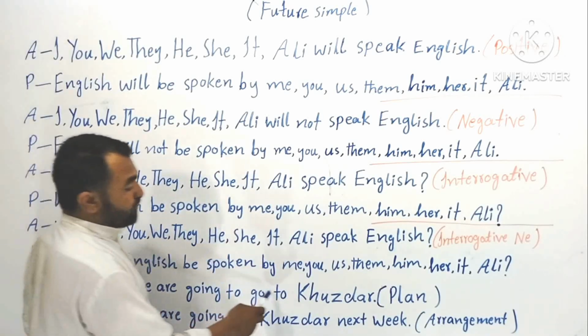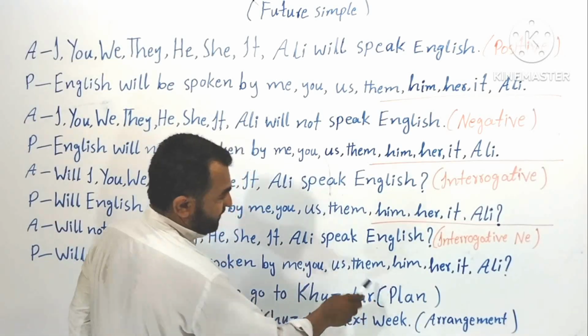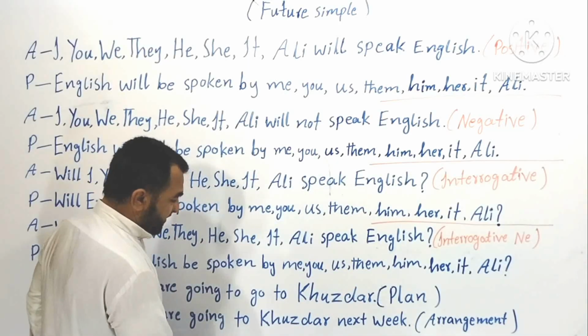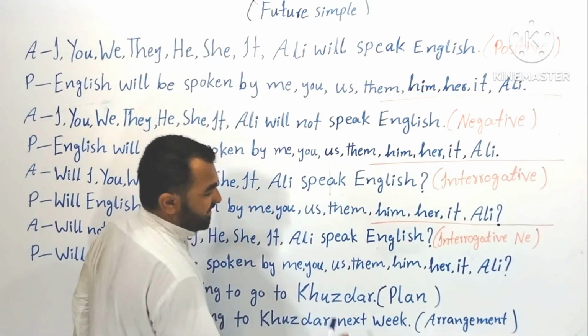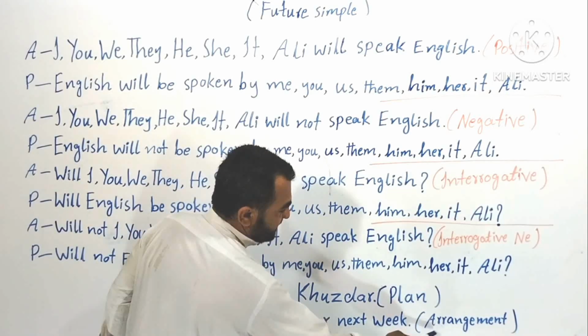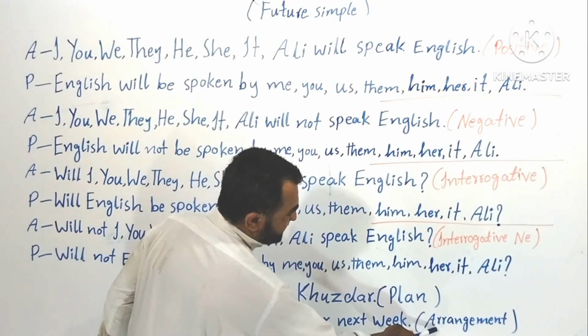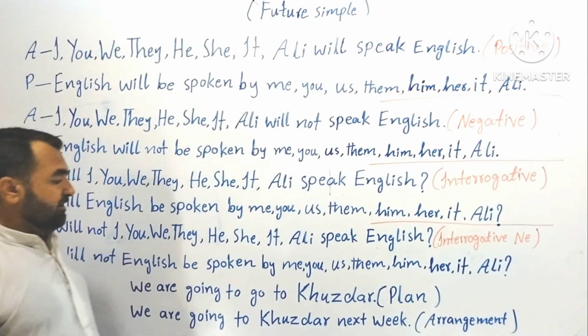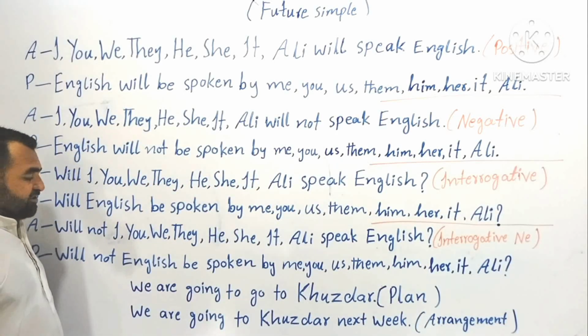We are going to go to Khuzdar. It's a plan, not cleared. But we are going to Khuzdar next week. It is cleared. Okay? That we have made the arrangement. So this is called plan. This is called arrangement. Understood? This is the difference between these two things.